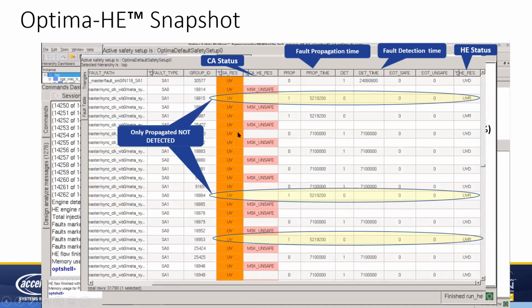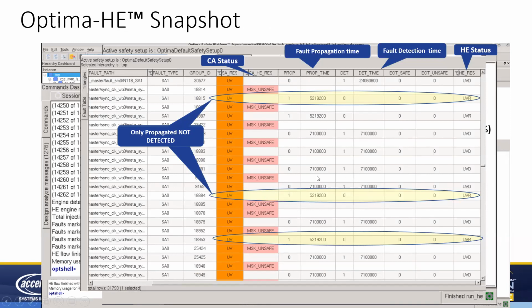Here you can see we have various parameters listed in each column for each fault, like the fault type, the static analysis resolution, the CA constant analysis resolution, and whether it is propagated or detected. What are the times at which it is propagated? And we also give the signal at which it got detected as well, right?